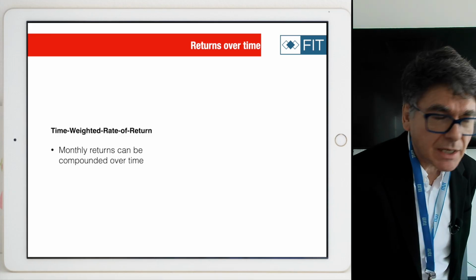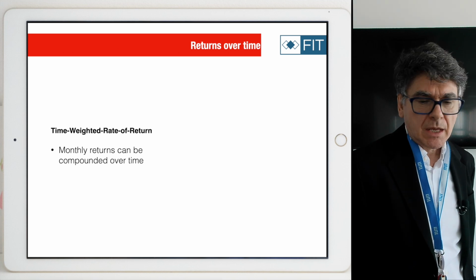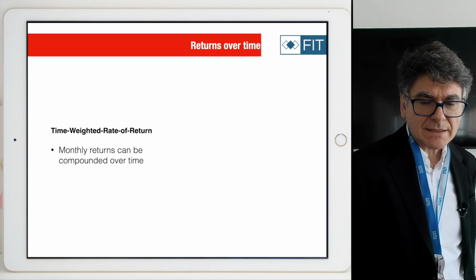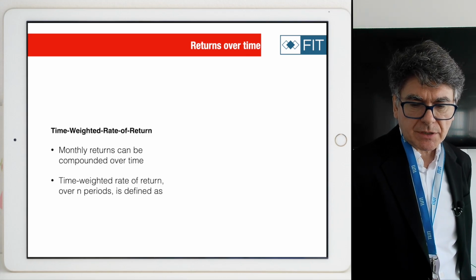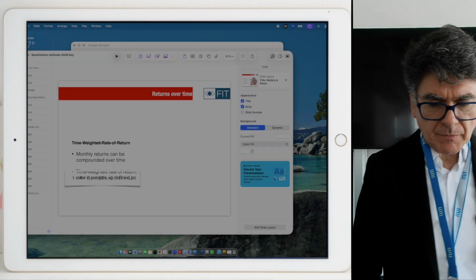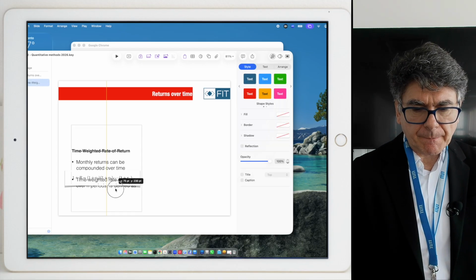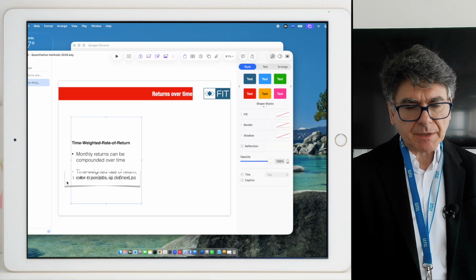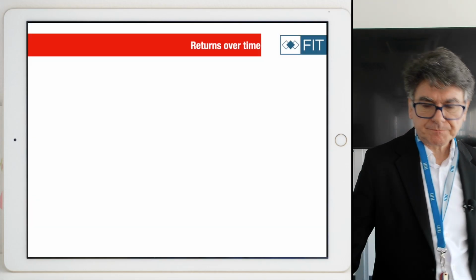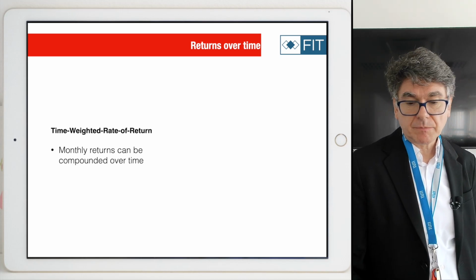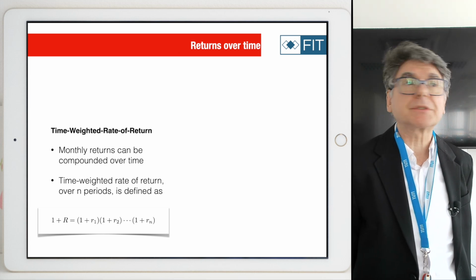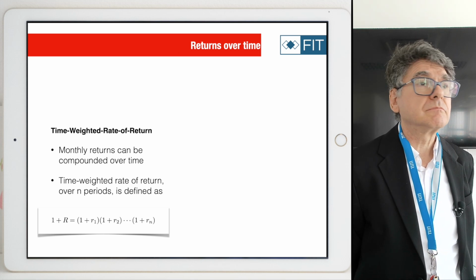How do investors calculate return over time? The standard way, what everybody does, is to calculate what's called the time-weighted rate of return. What you do is you have certain returns over time, and you compound them by just the typical return compounding, which is you just compound the monthly returns. That's how everybody does it.